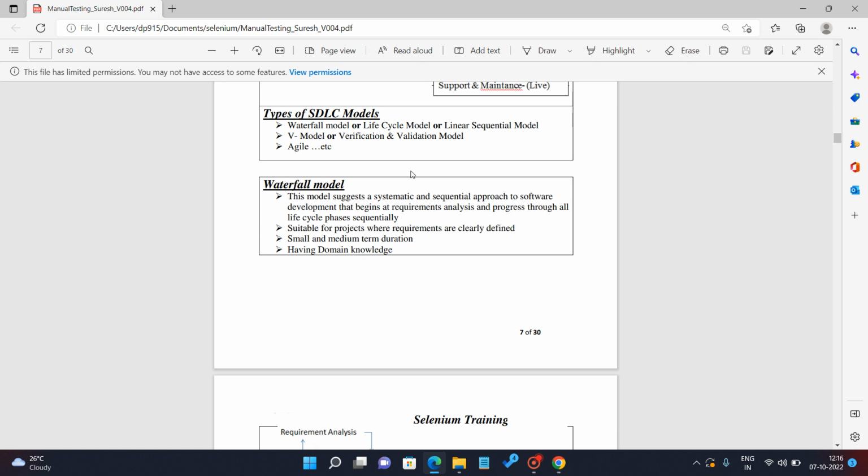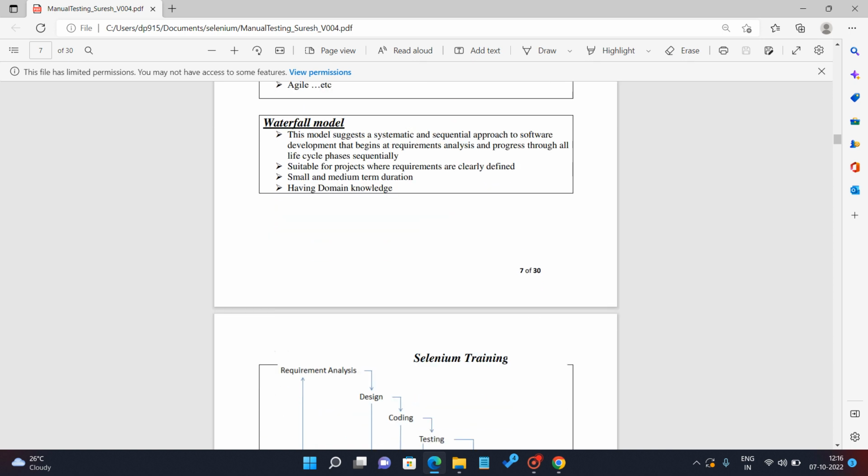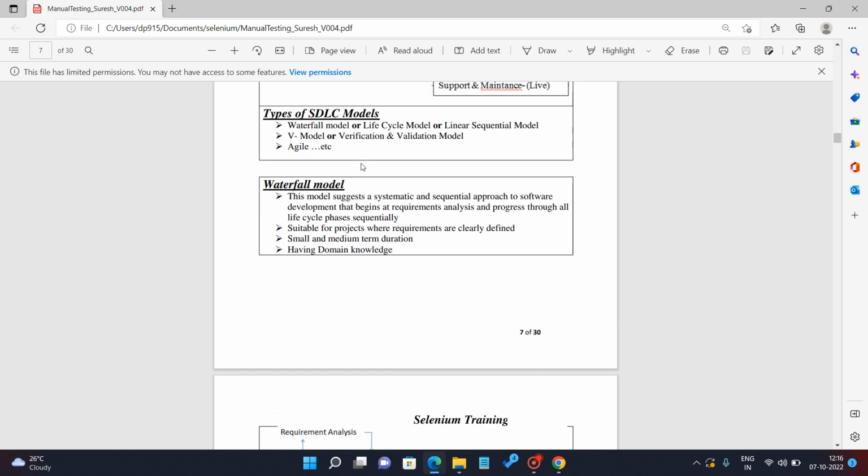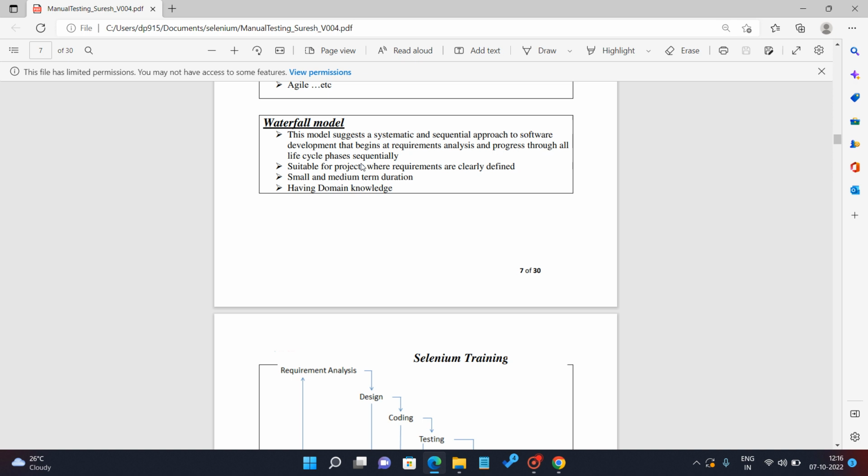Let's discuss these models in depth. I will explain the waterfall model first. The waterfall model is simply the linear sequential model and life cycle model. The waterfall model is a universally accepted SDLC model.